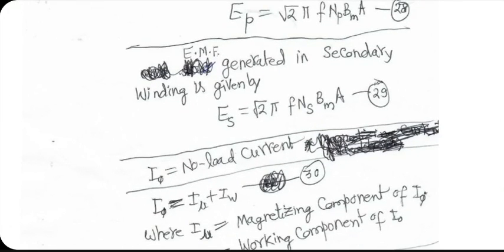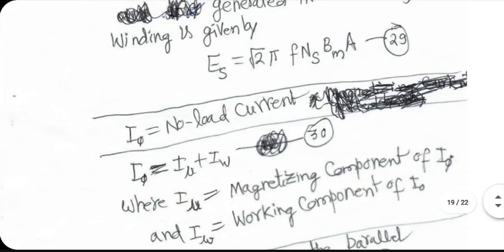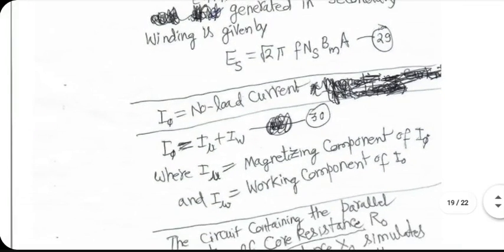This is something I was telling you, that the magnetizing current for the core has got two components, I mu and IW. IW is known as working current or working component. I mu is actually producing the magnetization. That is, it's producing the flux required. That is called magnetizing part of the total current going in the core.